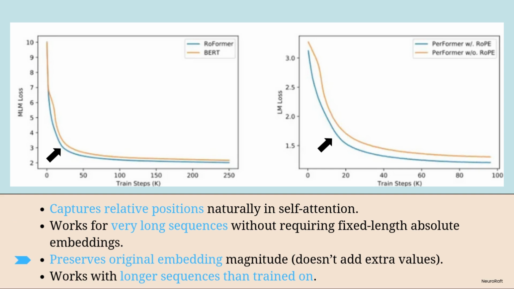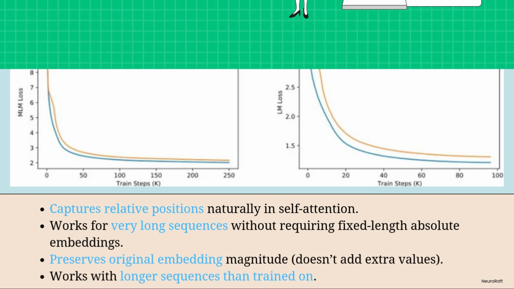Third, it preserves the original embedding magnitude, so it doesn't interfere with the word vectors. Finally, it can handle sequences longer than what the model was trained on. In short, RoPE provides a simple yet powerful way for transformers to understand word positions efficiently without extra storage or fixed-length limits. How does it work?